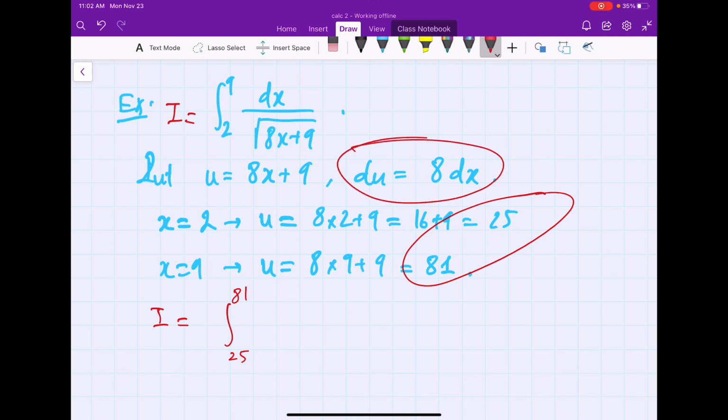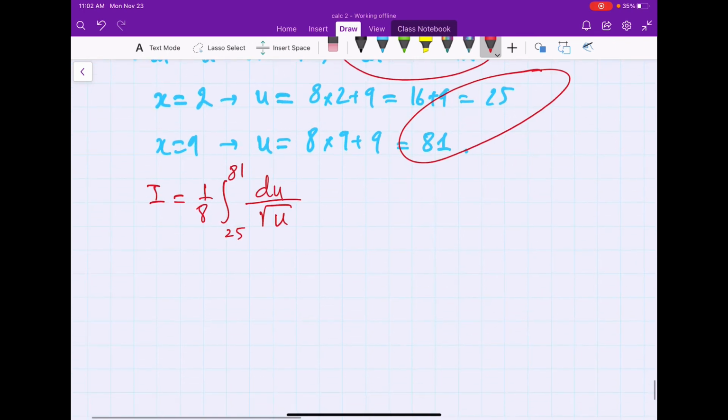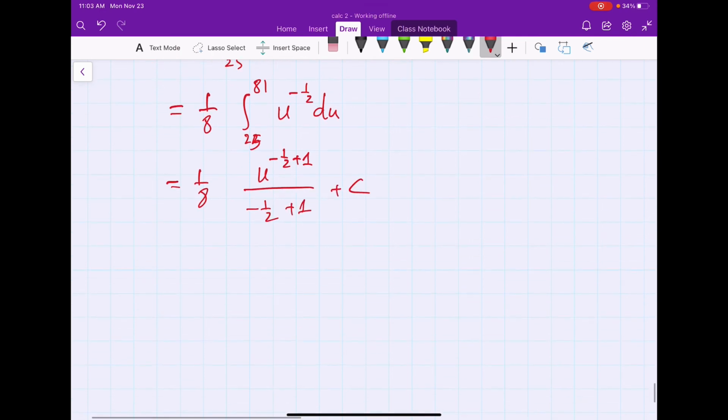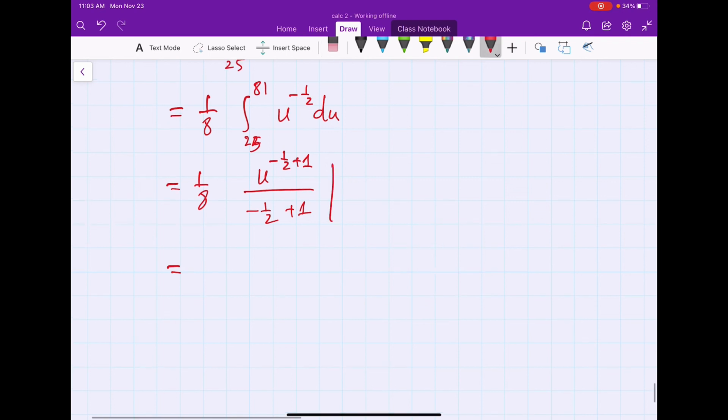You can find dx from here: dx is du over 8. So I write 1/8 du over square root of u. And we know how to do this because square root is power 1/2, and you flip that before you use the power rule. So I get u to the negative 1/2 du. That's 1/8 times u to the negative 1/2 plus 1 over negative 1/2 plus 1, plus c. I'm sorry, here we don't need c because we already evaluate from 25 to 81.